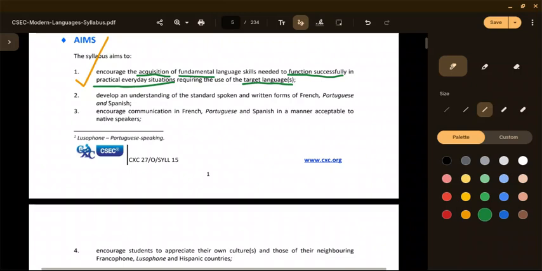So to develop an understanding of the standard spoken and written forms of French or Portuguese or Spanish. So basically, you should be able to understand what someone says in standard French, Portuguese, or Spanish. So not necessarily slang, okay? We're not talking slang, regular standard forms of these languages, whether spoken or written. That's the actual aim there.